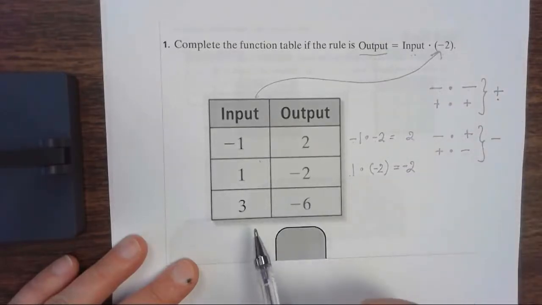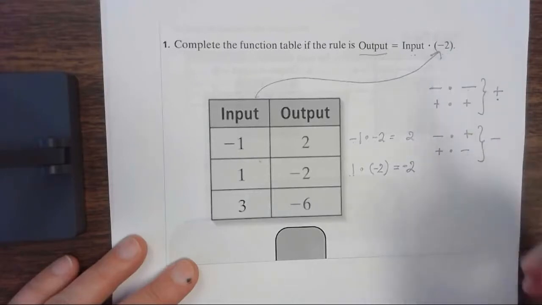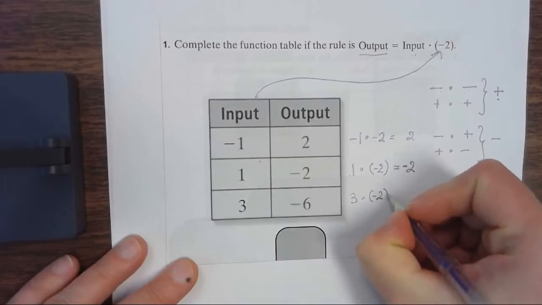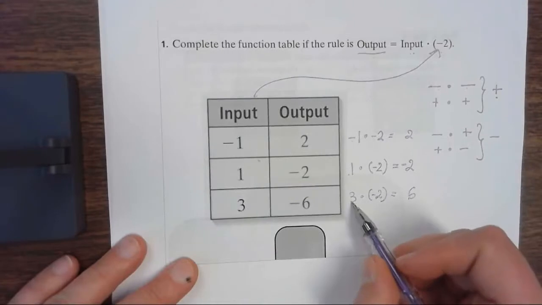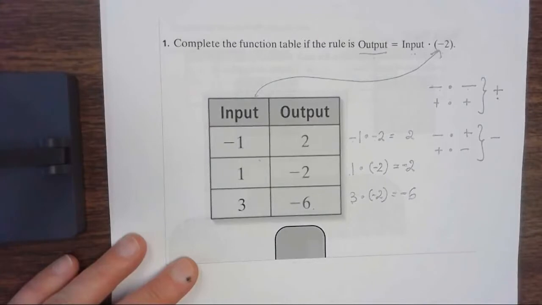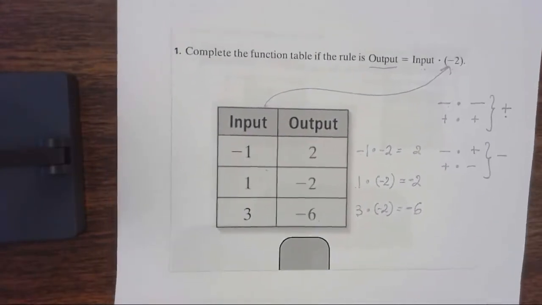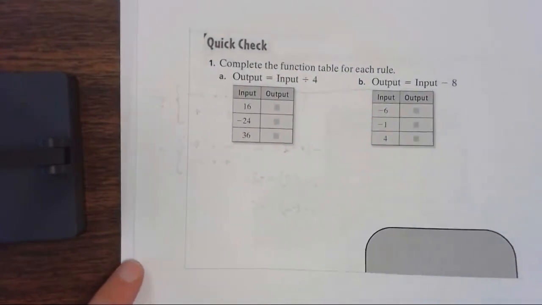Okay, now here I have input is 3. And to get my output, I need to multiply my input by -2, right? So let's see, 3 times -2. Well, 3 times 2 is 6. One is positive, one is negative. The answer is negative. So that's what I got here. Okay, that's what we will be doing. Let's try a couple more. I am going to flip the page again, so stay with me.